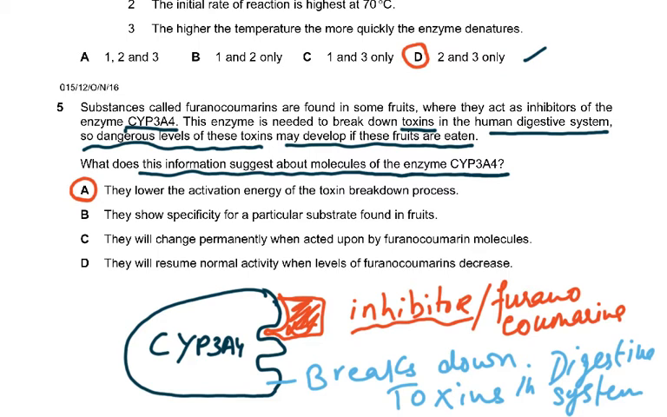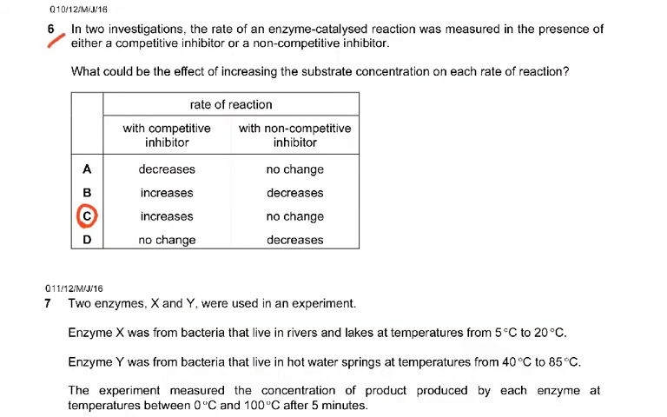The other possibilities were: they show specificity for a particular substrate found in fruits. No. They will change permanently when acted upon by furanocoumarin. No. They will resume normal activity when levels of furanocoumarin decrease. No, they are an inhibitor. So this is what you have to understand about this question. Then a very direct question 6.